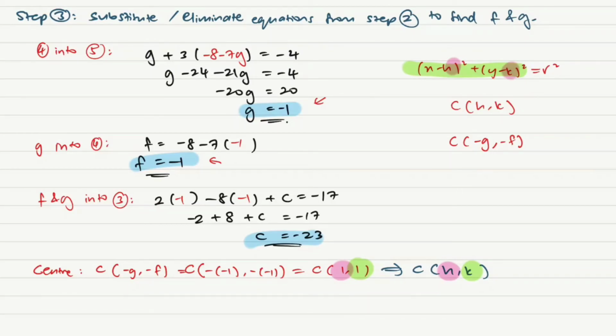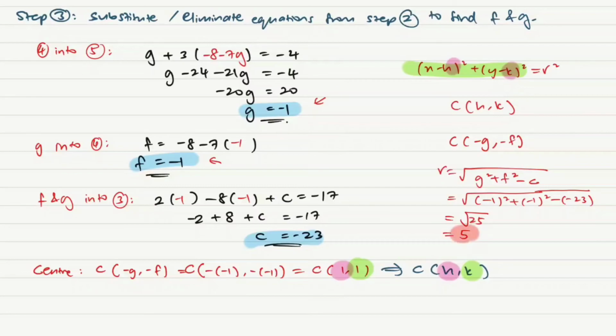So how to find the r? Remember, from the general equation formula, we do have a formula for the radius. The formula for radius is r equal to the square root of g squared plus f squared minus c. We also know the values of g, f, and c. Just substitute all of that inside. The value of r is 5. Now we have found the last variable to be substituted into this standard equation. So what are we waiting for?